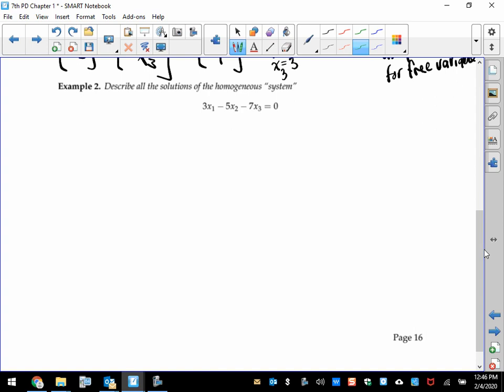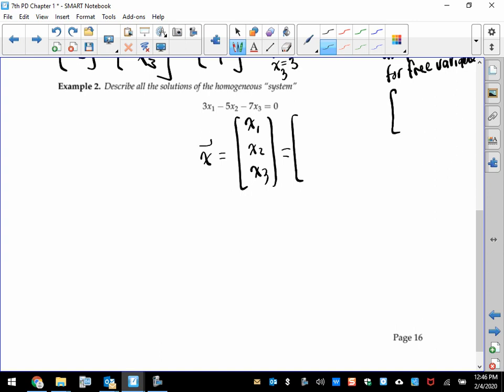Yeah, so here they say describe the solution set of this homogeneous system. I put system in quotations there because a system usually has more than one equation. So this really doesn't have more than one equation, but we can still consider it a system, I suppose. So let's write the general solution. Well, let's write x1 in terms of the two free variables, x2 and x3.